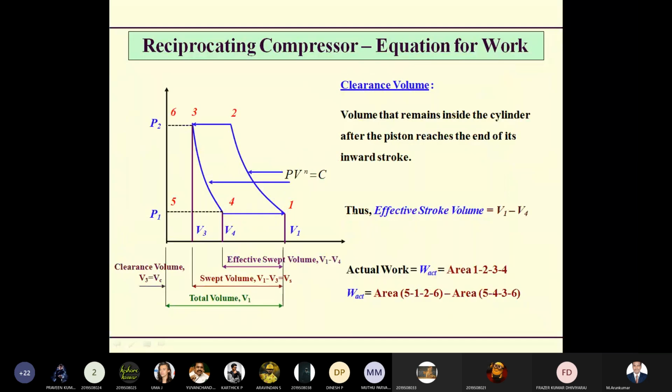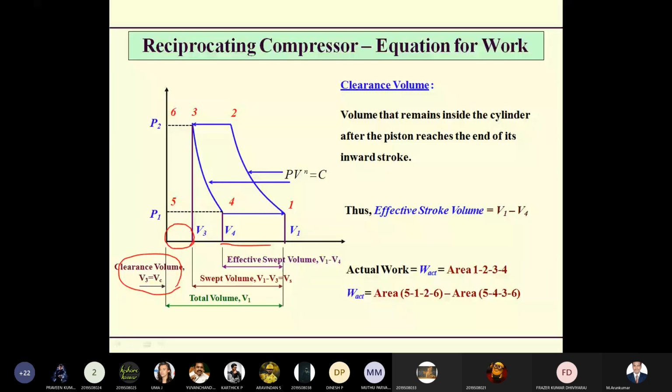Then we have the clearance volume, right? So if you look at the piston cylinder arrangement, there will be clearance provided. So that clearance volume also has to be considered in the equation of work. So we can see that. In this 1 to 2, part 1 is our actual stroke volume, effective stroke volume. Then this volume, right? So we have this V3, this volume. So that is our clearance volume.